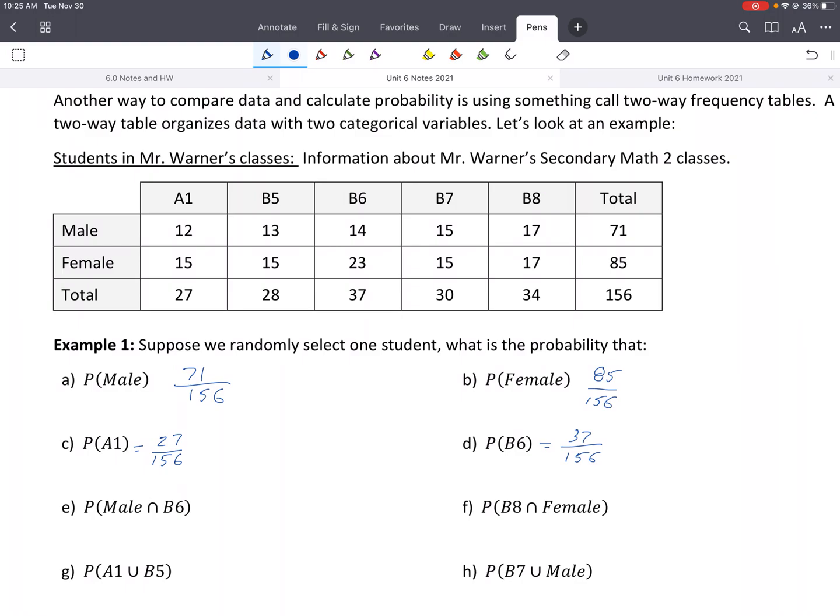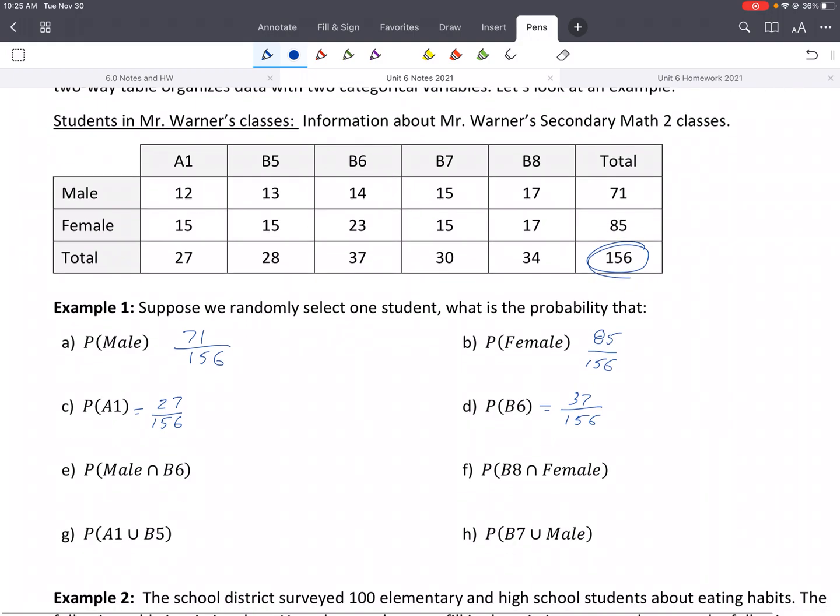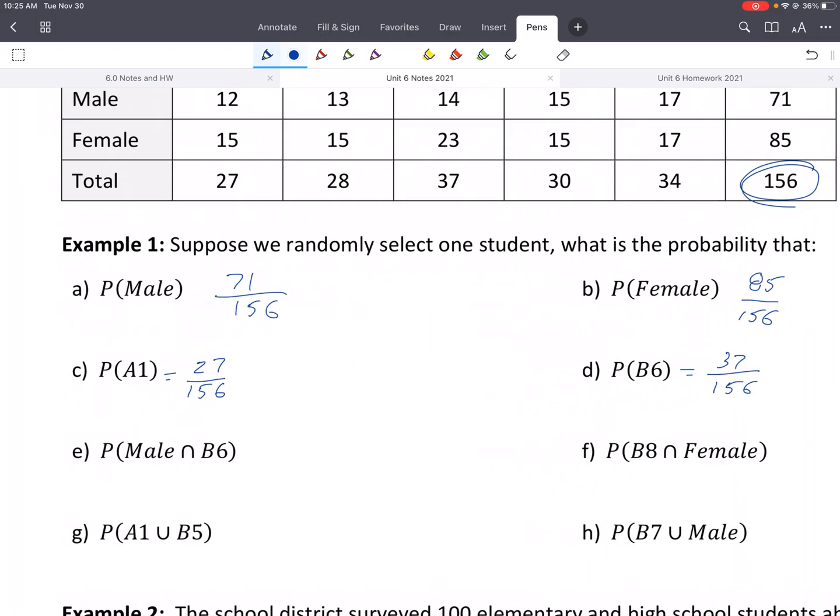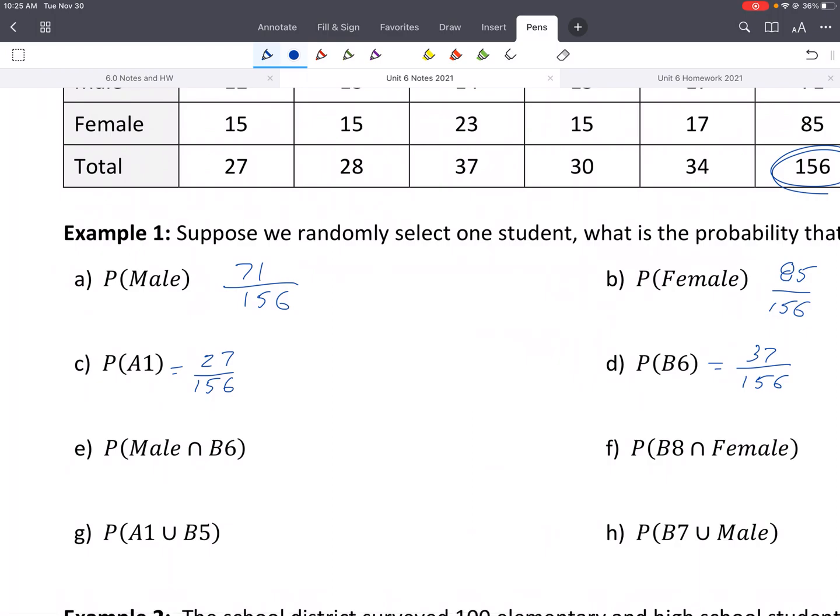So for all of our problems, that grand total, our sample space, our universal set, will always be our denominator. That's where we're choosing from. All right, now we're using unions and intersections, so let's think about this a little bit more.